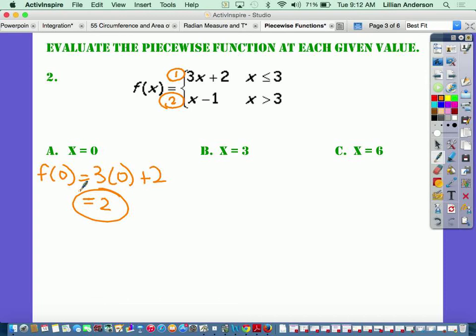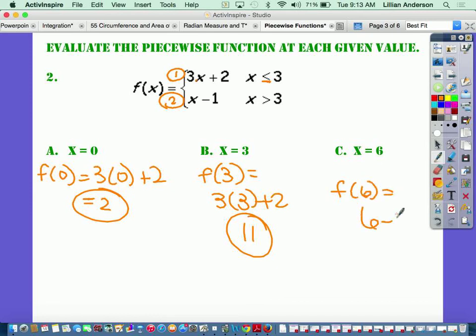X equals 3. Am I plugging that into my first function or my second? First, because the equals goes with this function here. What is it? And the last one, x equals 6. Is that my first function or my second function? Second. So 6 minus 1 is? 5. Simple enough to evaluate.